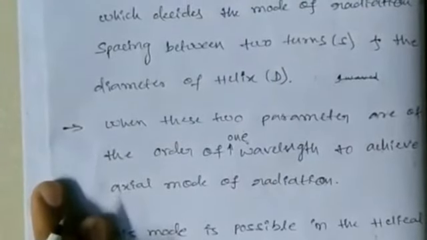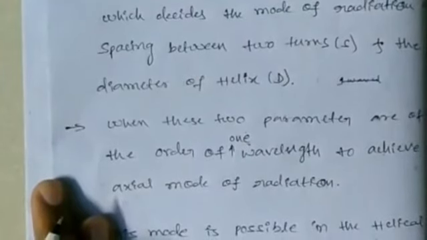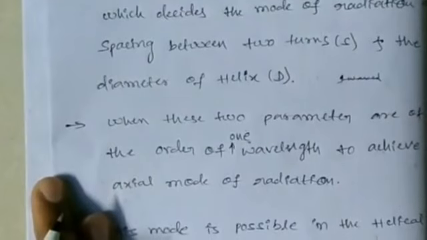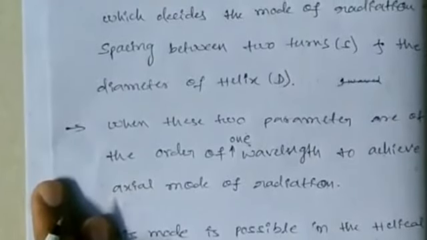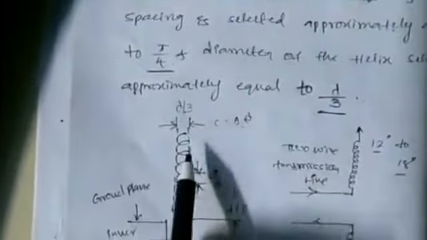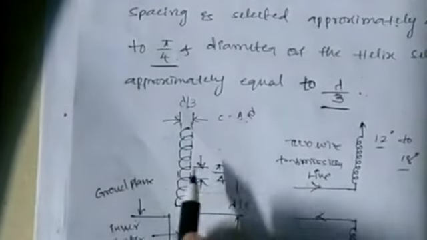This axial mode of radiation is very important. Why? Because most of the practical antennas radiate in a directional beam in the axial direction only. That's why the axial mode of radiation is very important. And here, see, this one is the axial mode of radiation. This one is the helical antenna with coaxial cable.